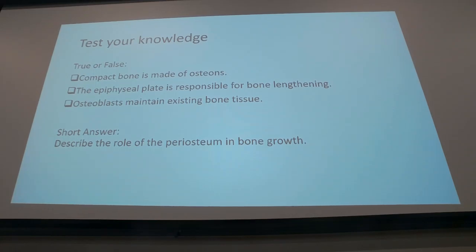The epiphyseal plate is responsible for bone lengthening. True. Osteoblasts maintain existing bone tissue. True. What type of bone growth happens in the periosteum? Appositional or longitudinal? Appositional, so your bones increase in width, not in length. Okay, so that's all for this chapter.